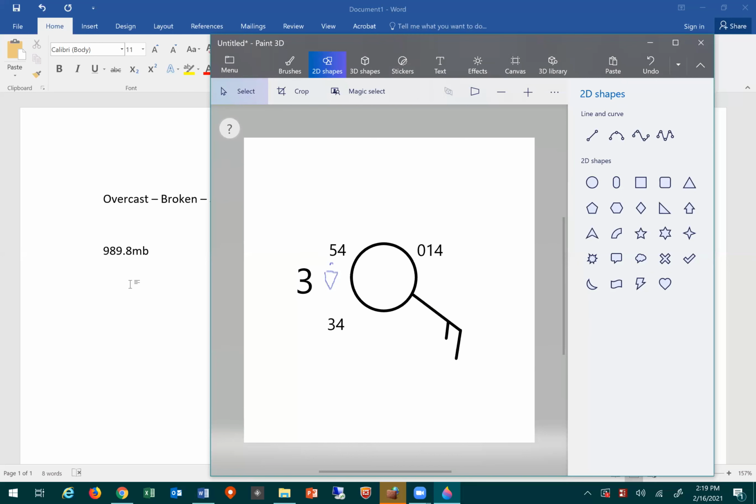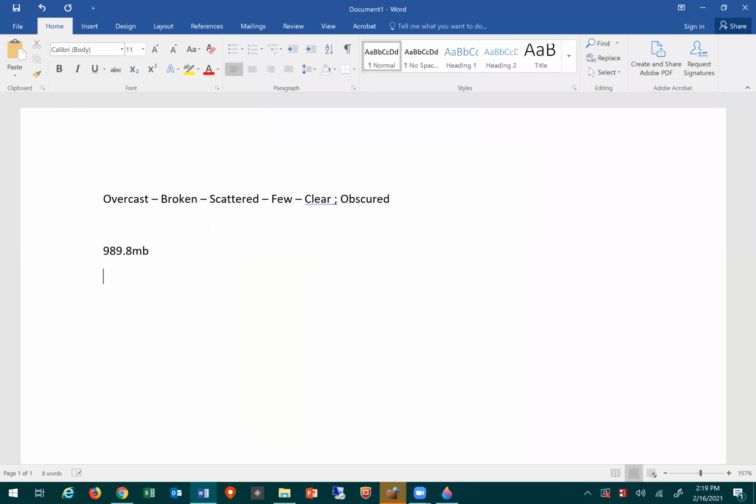By the way, we are going to be using a knot, which stands for nautical mile per hour. So 1 knot is equal to 1.15 regular mph, miles per hour. Do you know how many feet in a mile? Isn't it like 5,000 something? 5,280. That's how many feet in a mile.